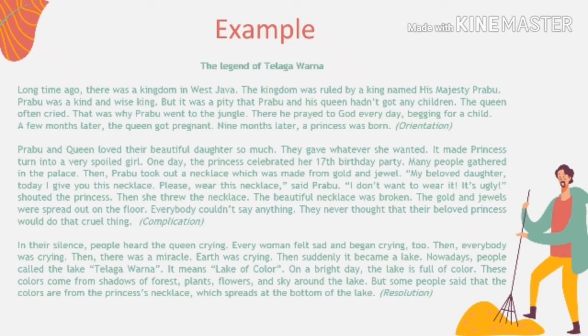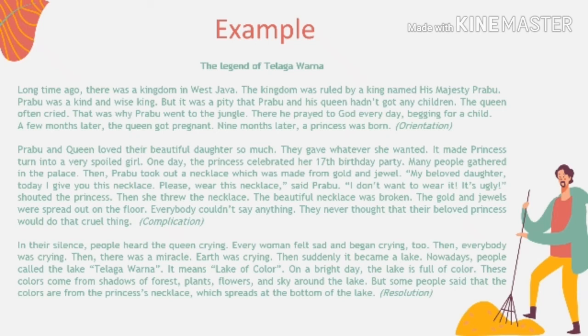It talked about the princess who grew up into a bad person. When she celebrated her 17th birthday, she refused the gift from her father and was mad at him. The last paragraph is the resolution. It is where the problems were solved.